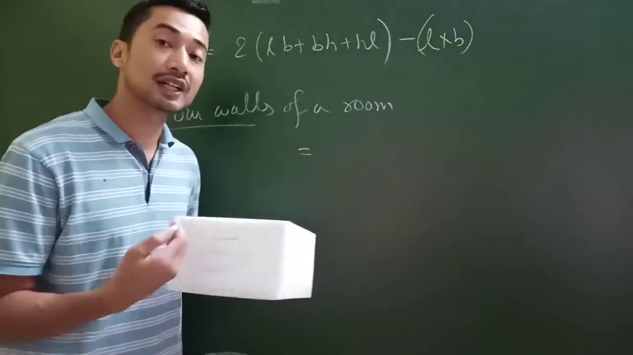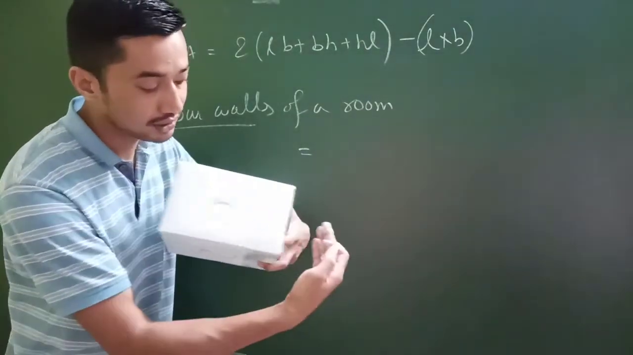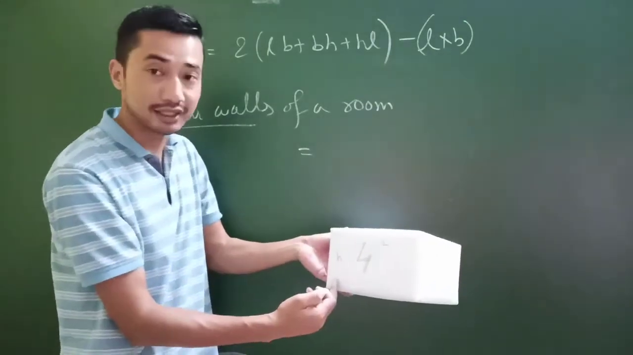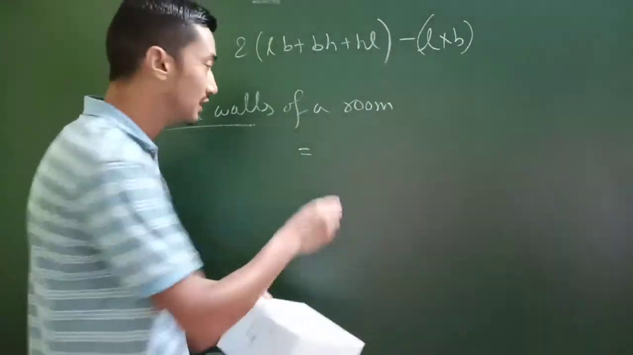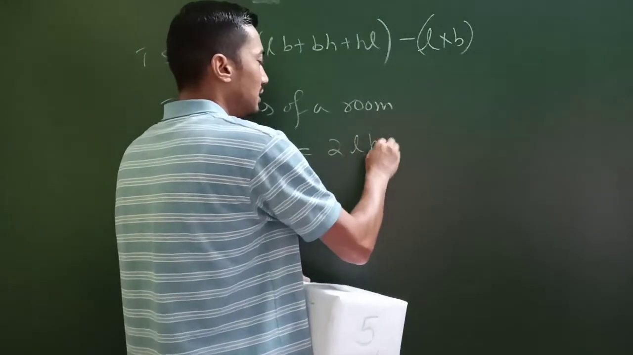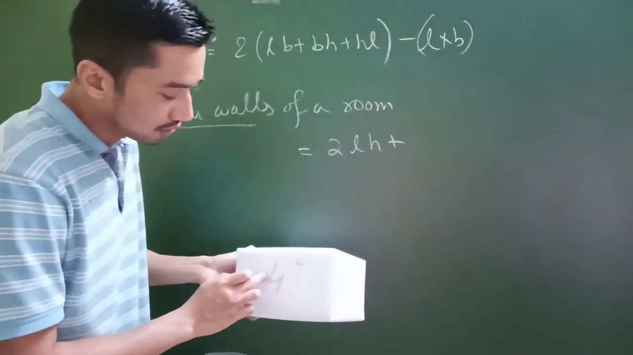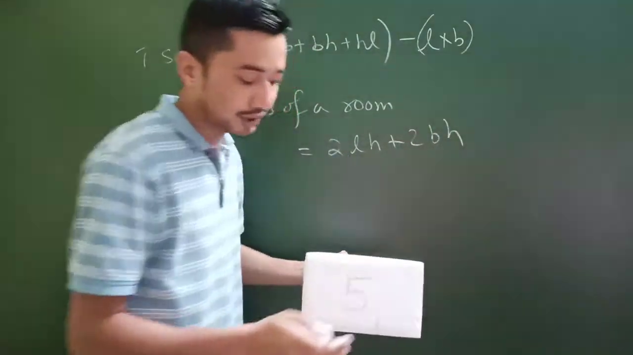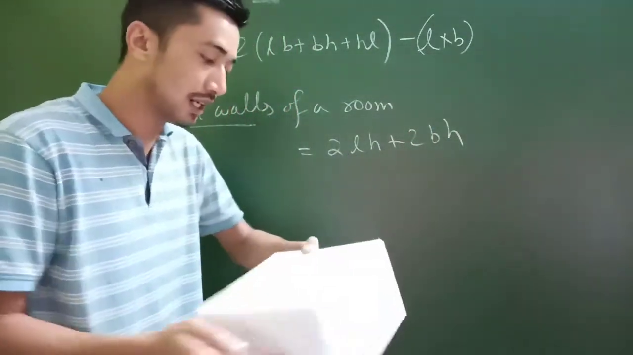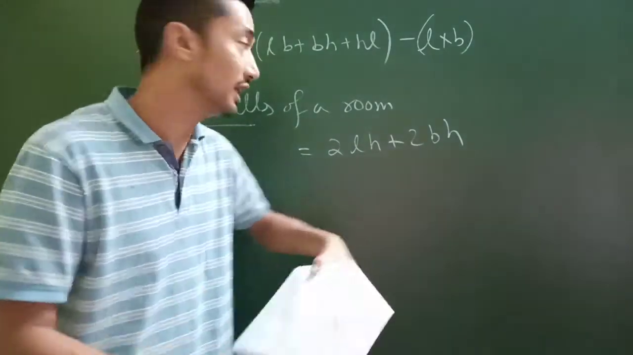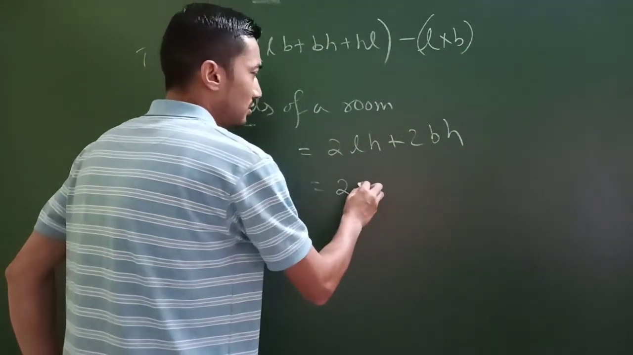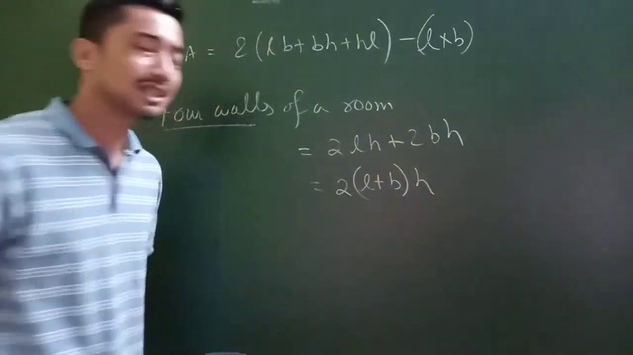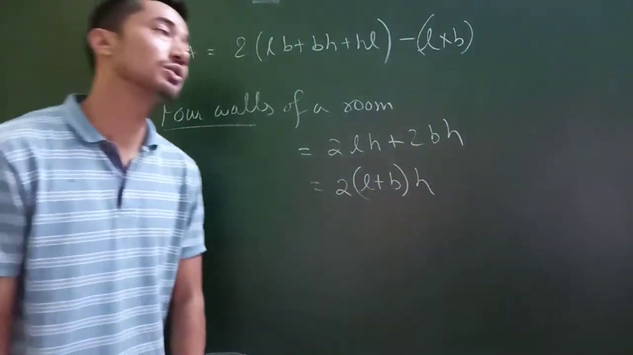So what will be the area that I have to paint? I have to paint four faces. That means one is length into height, and the opposite one is also length into height, so twice of length into height, plus breadth into height, twice of breadth into height, because breadth into height are two surfaces, one and the opposite one. So that's going to be twice into L plus B into H.